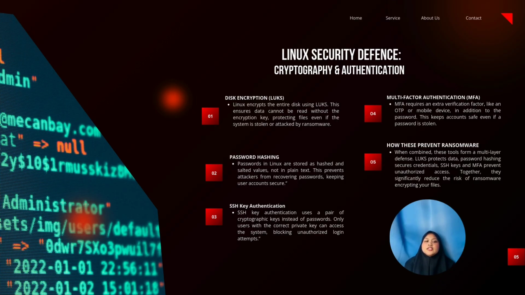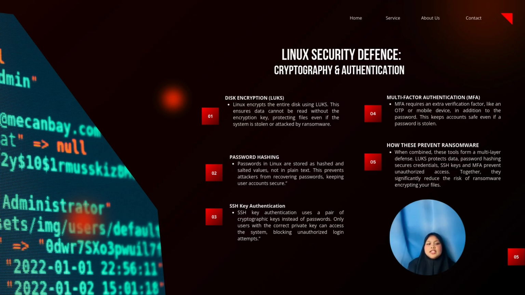Passwords are not stored in plain text. Instead, they are saved as hashed or salted values. This prevents attackers from easily stealing a password. Third is SSH key authentication. It provides secure remote access. Instead of a password, users log in using an encryption key pair, allowing only authorized users to access the system.